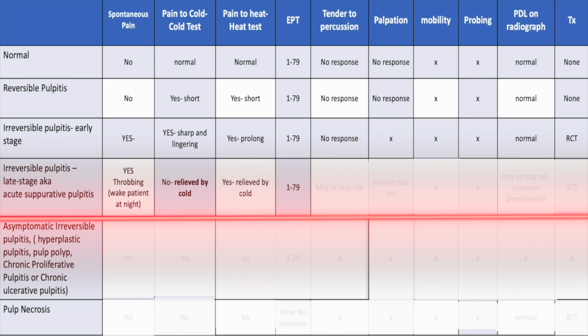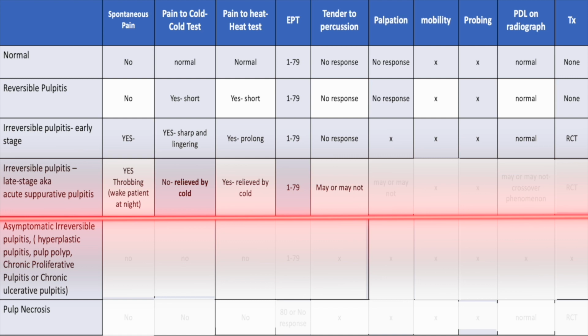EPT, it's still vital. It's just inflammation. It's a irreversible pulpitis, so it's vital. EPT is going to be 1 to 79, no matter how much pain the patient has. Tenderness to percussion may or may not be, because by this time there may be some periradicular inflammation already. So just ignore tender to percussion whenever you are thinking about pulpal status. That's why I've given it there, so that I keep repeating this thing, that if it's there, it's not due to the pulpal origin. It is because along with the late stage irreversible pulpitis, you will see some periapical, periradicular periodontitis.